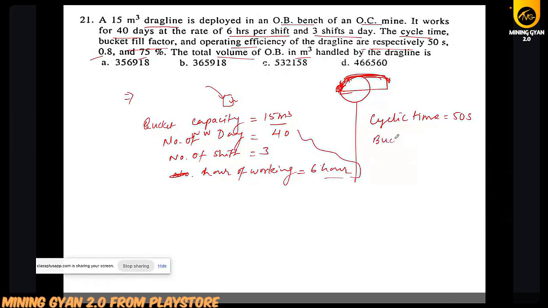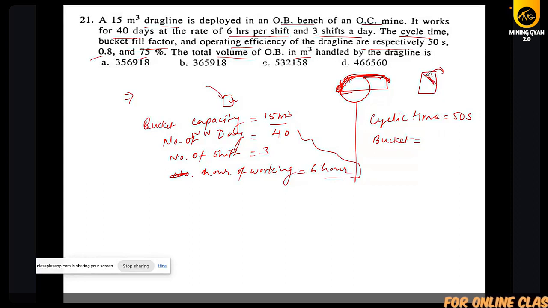Bucket filling factor: if you want to fill the bucket, it will not fill properly, so some waste will fall down or the bucket will not be completely filled. So it is 0.8, which means 20% will be empty.